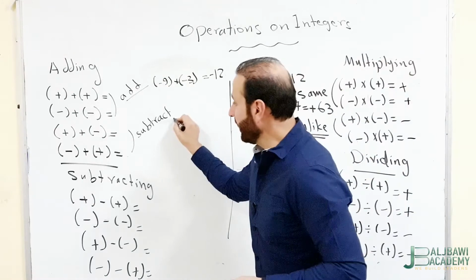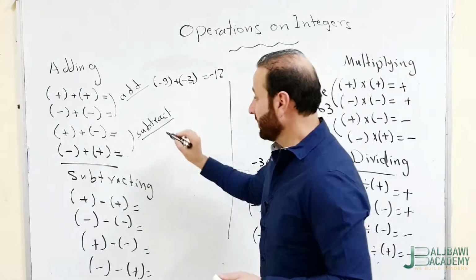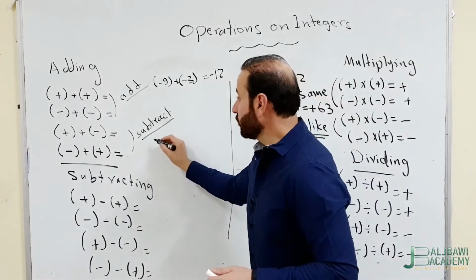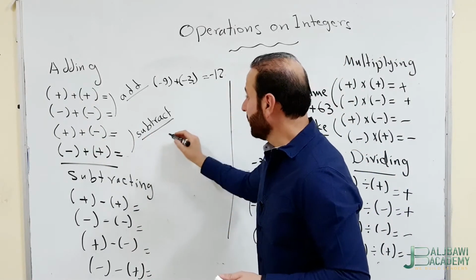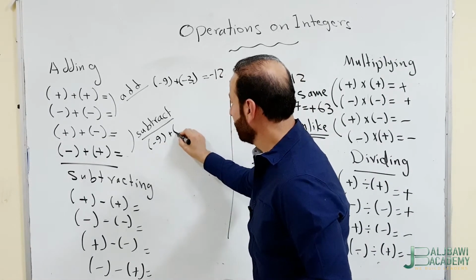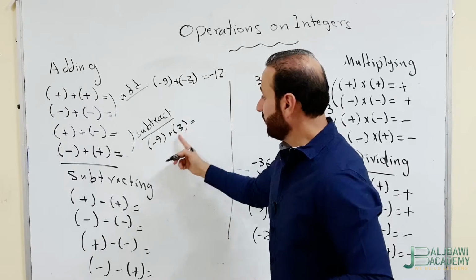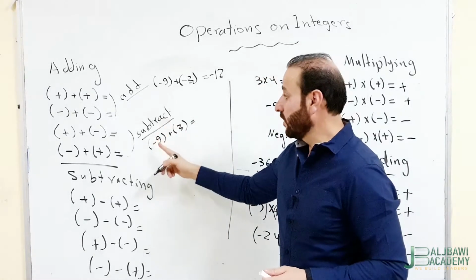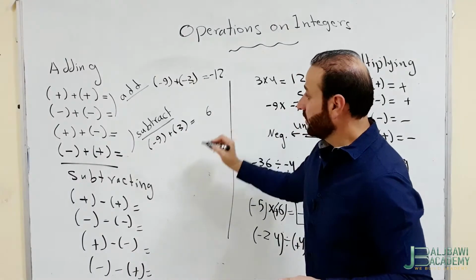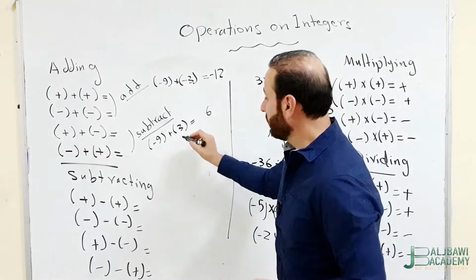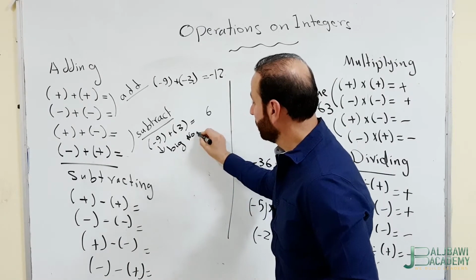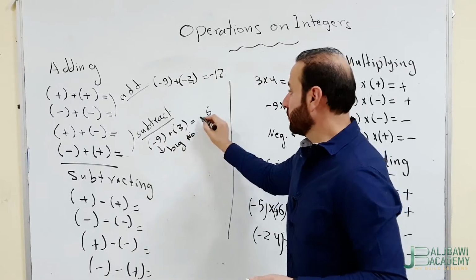But in case of different signs, I said to you we need to subtract. It's adding, but we will subtract. Now in this case, I'll give you an example. Negative 9 plus 3. So we have different signs, so I need to subtract. Of course, the bigger number minus the smaller number. 9 minus 3 equals 6. So which sign do I put? I put the sign of the big number. So 9 is greater than 3, so I put negative.